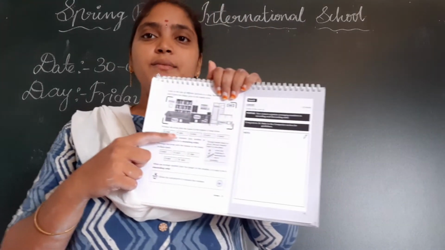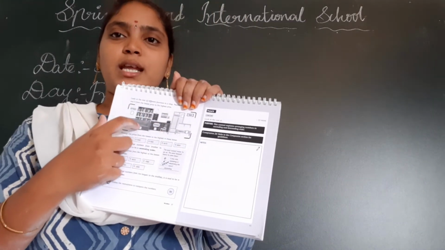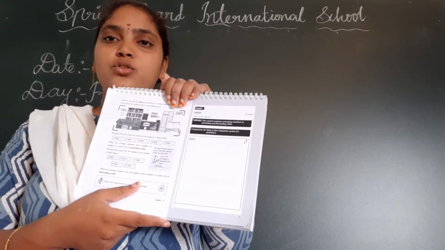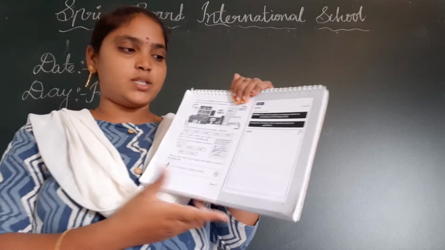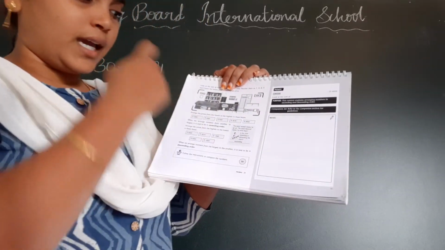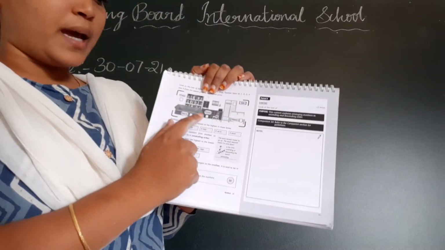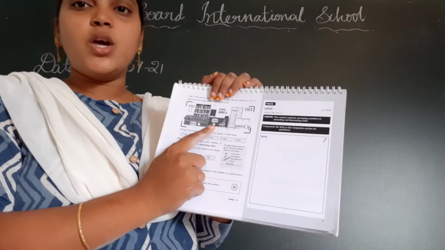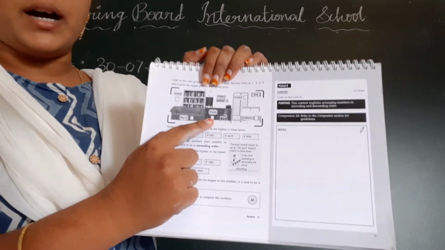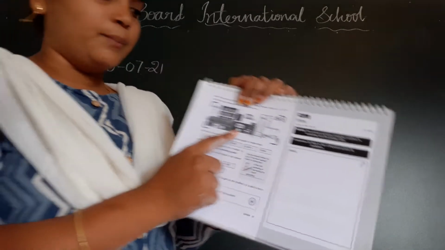Here is given the cost of the furniture, children. You have to give the numbers 1, 2, 3, 4 and 5 from the lowest price to the highest price. So in these 5, which one is the lowest price, children? 3500 is the lowest price. So you have to give the number 1.